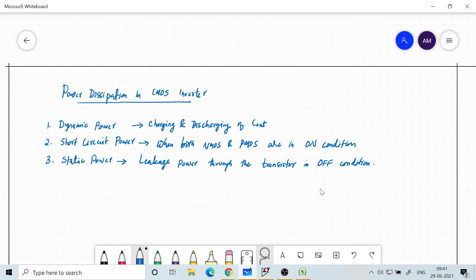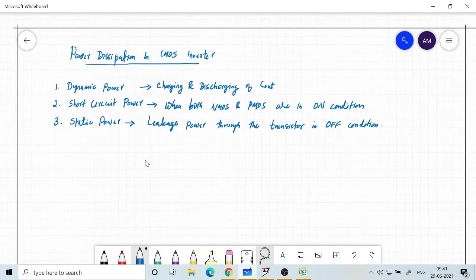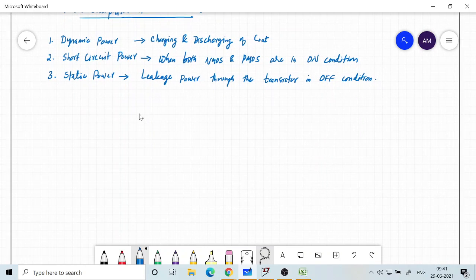Okay, so let's see one by one. So first let us look at what is dynamic power. Dynamic power dissipation.